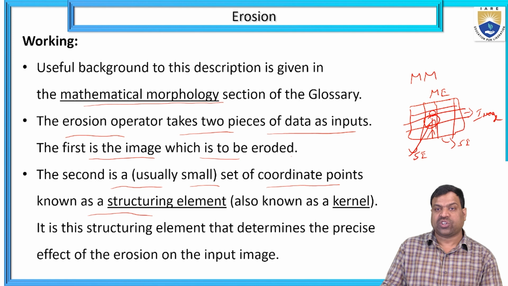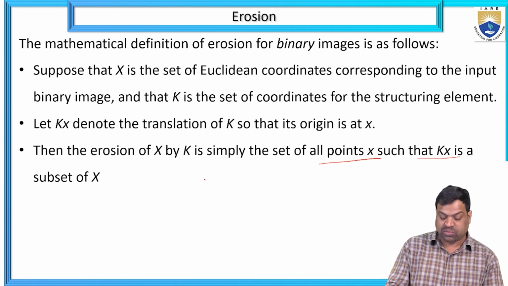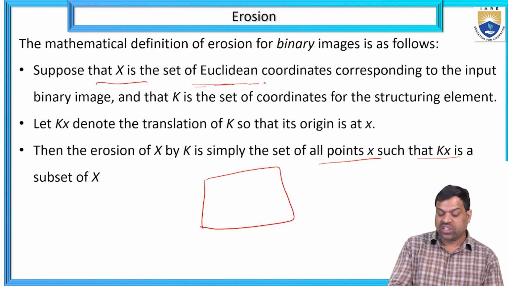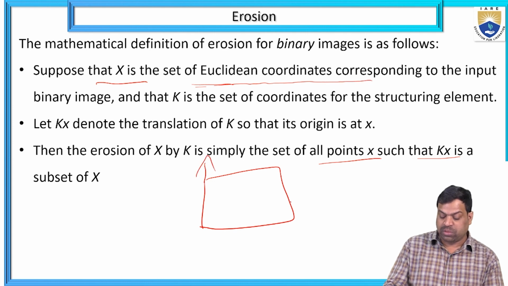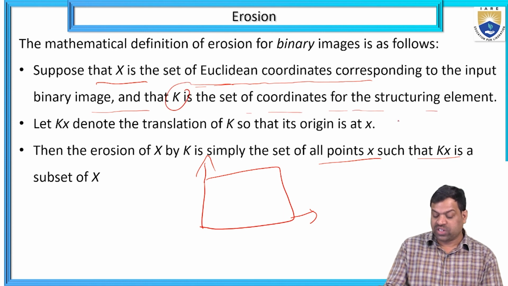So what is the effect of the structuring element in the erosion of the input image? The mathematical definition of erosion of binary images is as follows. Suppose that X is the set of coordinates corresponding to the input binary image, and K is the set of coordinates for the structuring element. Kx denotes the translation of K so that its origin is at X. Then the erosion of X by K is simply the set of all points x such that Kx is a subset of X. So X is the set of coordinates of the corresponding input binary image.